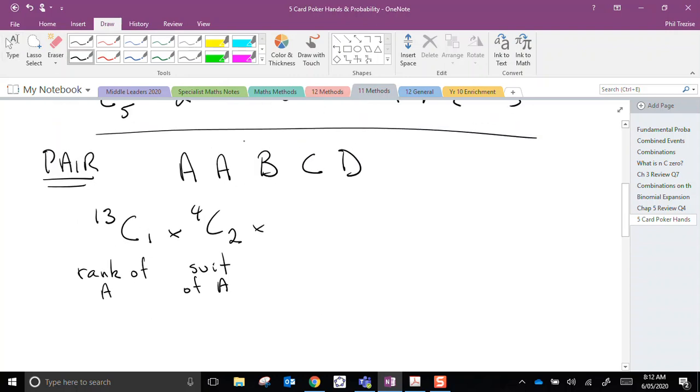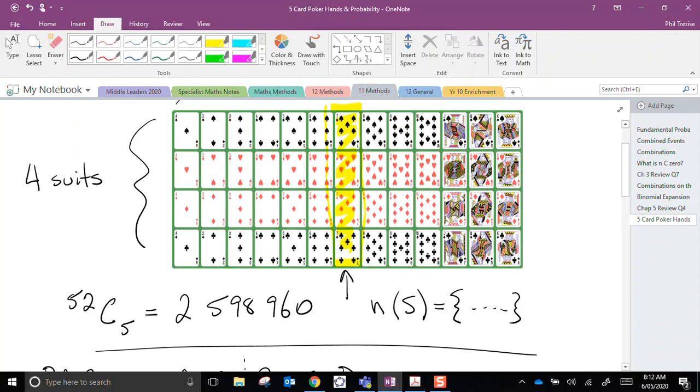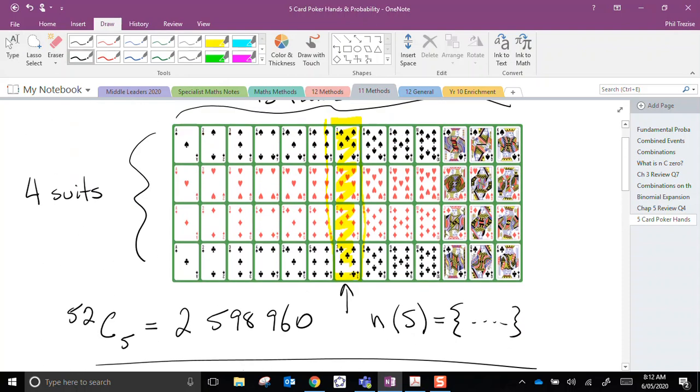When it comes to the next group, the 3 cards here, well then I need to choose 3 different ranks. So it's going to be choose 3. But I no longer have 13 ranks to pick from because they have to be different from the rank of cards represented there by A. So there's really only 12 others to pick from. If I go back to my diagram, I can't choose a 7 because that rank is already used.